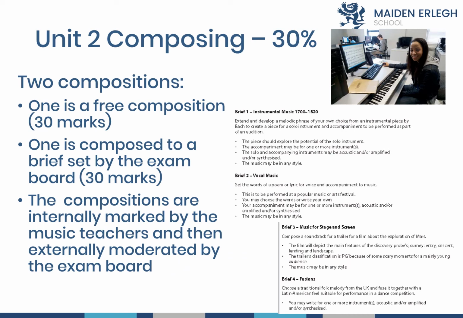Unit 2, Composing. Students will complete 2 compositions, both worth 30 marks. One is a free composition, which they will complete in Year 10. This composition can be in any style and for any selection of instruments that the students wish. The other composition is taken from a brief set by the exam board. I've included some examples of typical briefs from previous years. The compositions are internally marked by the music teachers and then externally moderated by the exam board. This unit is worth 30% of their overall mark.